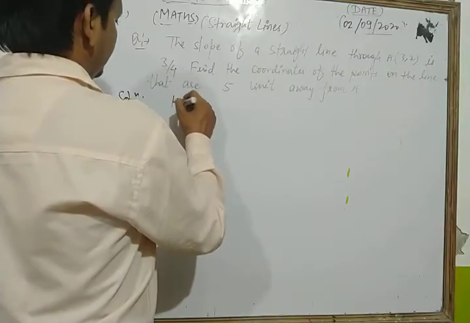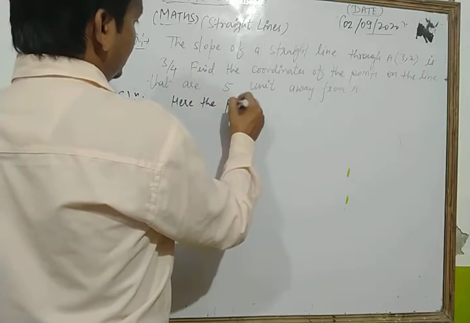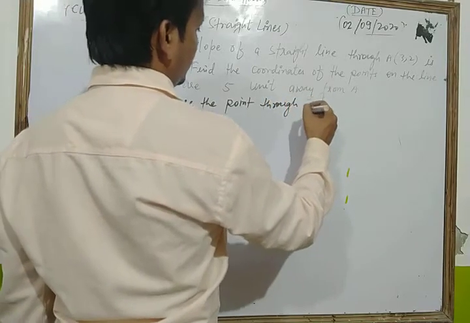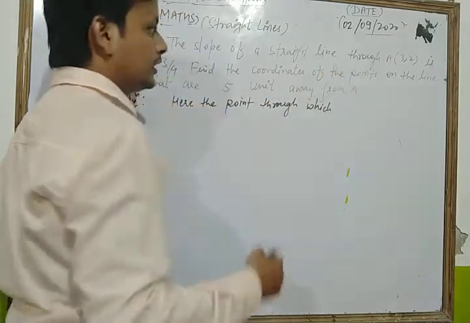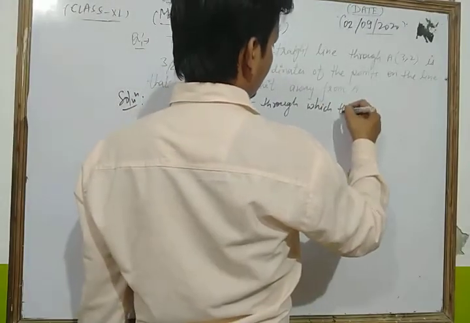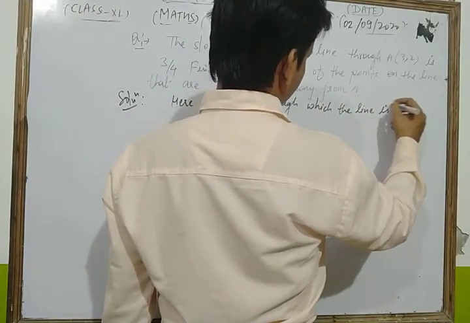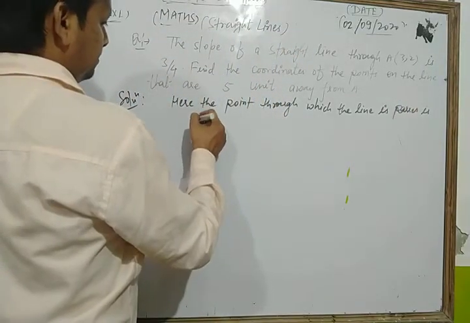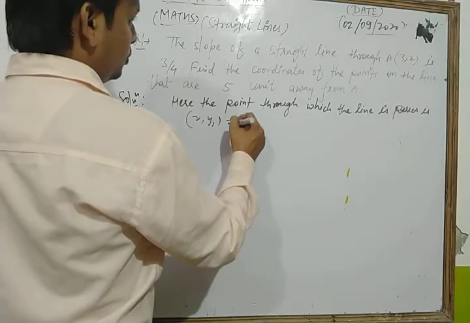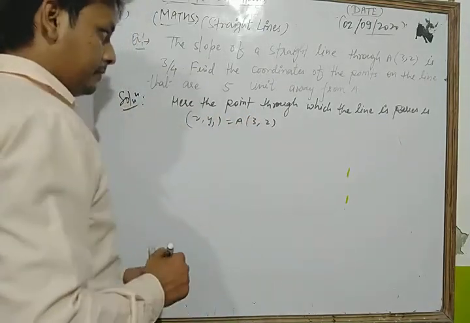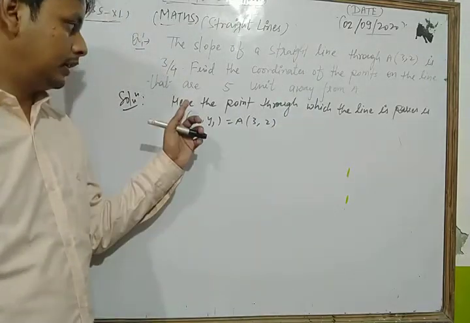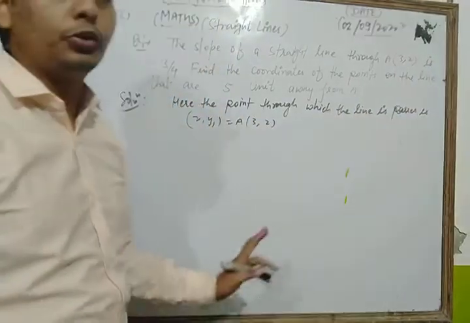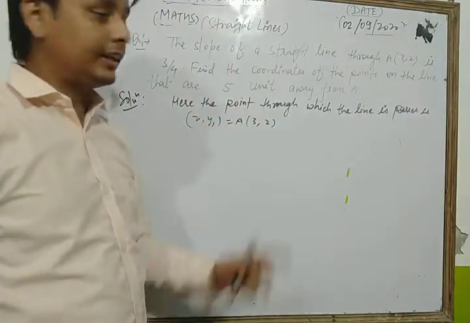Here the point through which the line passes is what? (x1, y1) is equal to (3, 2). Okay, in that question, dear students, here the point through which the line passes is what? 3, 2, and the slope of the straight line is given.